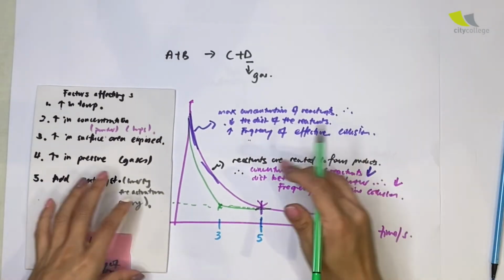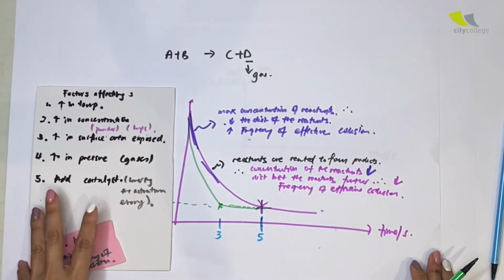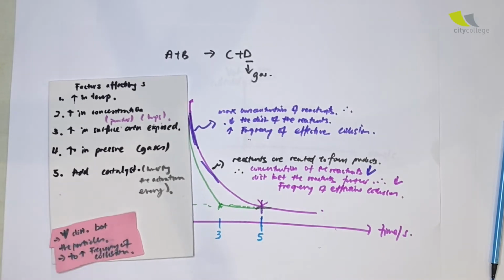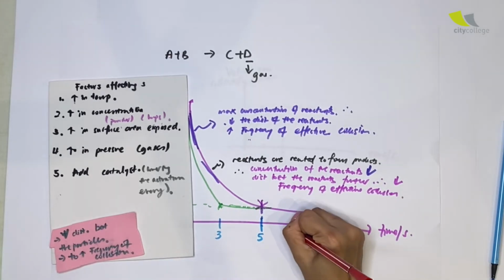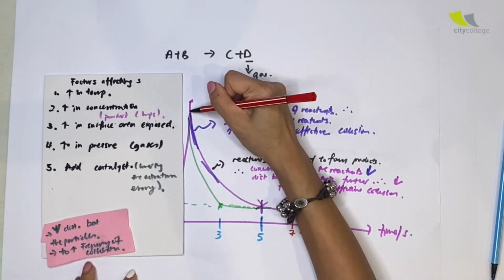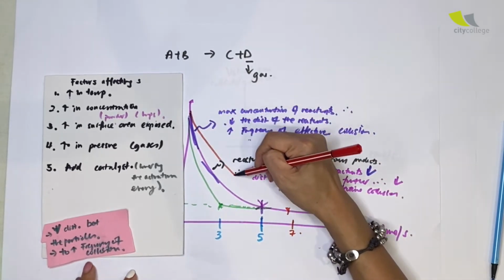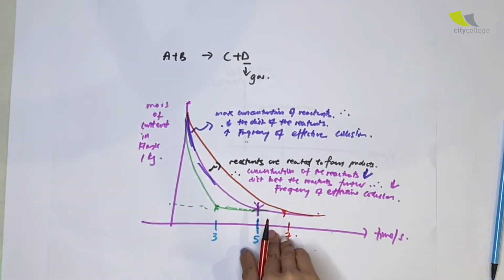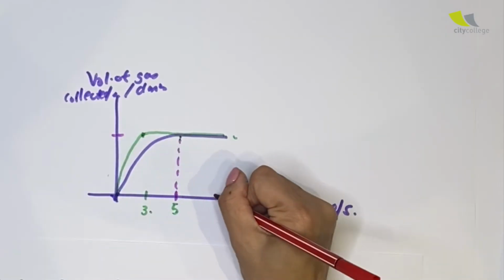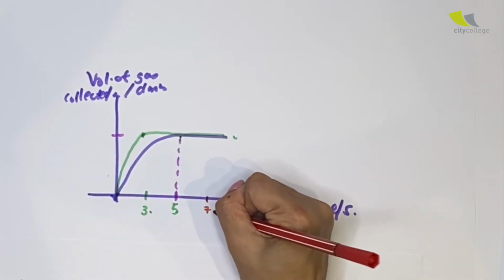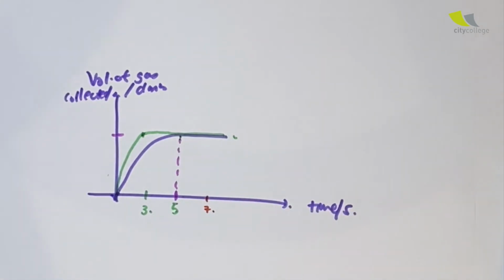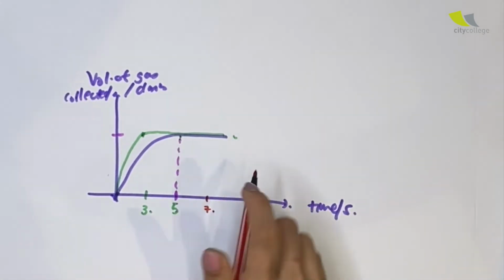How about instead of increasing temperature, I decrease the temperature? I make this reaction happen slower. Now, if the reaction happens slower, instead of 5 seconds, perhaps they will end at 7 seconds. So it will look like this. Similarly, the other graph will look like this. It will take a longer time to complete. Instead of ending at 5, it ends at 7 now.